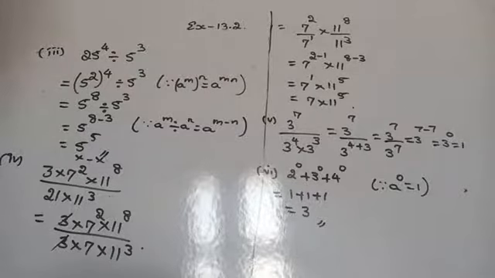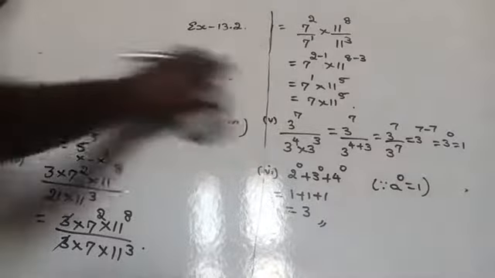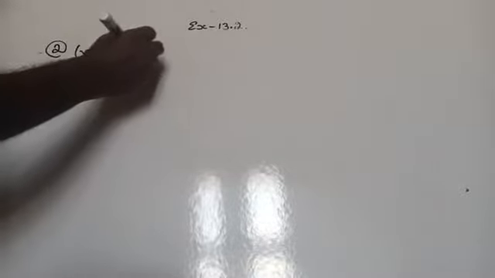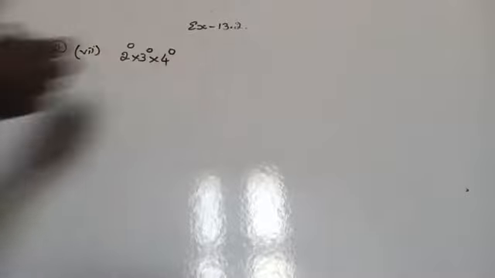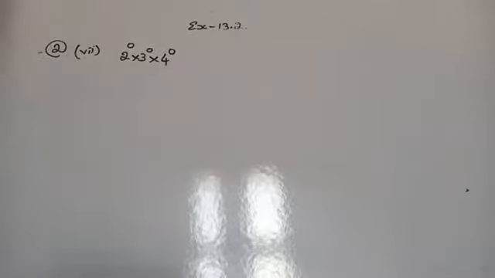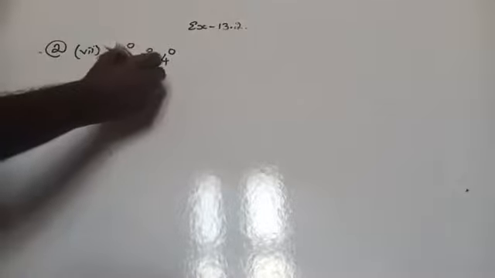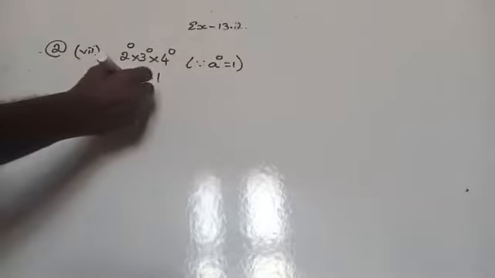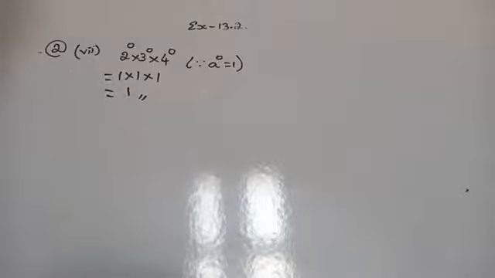Look at the seventh subdivision. 2 power 0 into 3 power 0 into 4 power 0. Seventh part, second question. So we know that anything power 0 is 1. So 2 power 0 is 1, 3 power 0 is also 1, 4 power 0 is also 1. Anything power 0 is 1. So 1 into 1 into 1 is nothing but 1. Am I right here? Yes.